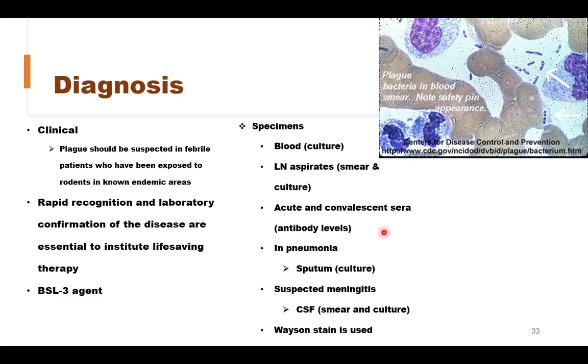You can also send in samples for serology. We can assess the antibody level, but you need a paired serum sample, so acute and convalescent serum. In patients who have the chest infection, sputum can help to make a diagnosis. Where you suspect meningitis, cerebrospinal fluid can also assist in making a diagnosis. We tend to use the Wayson stain to prepare these smears in this case.